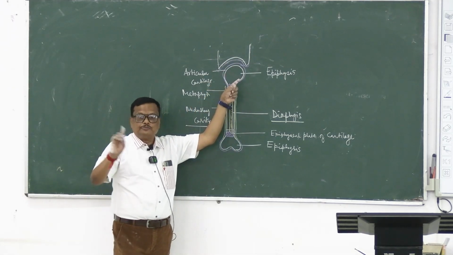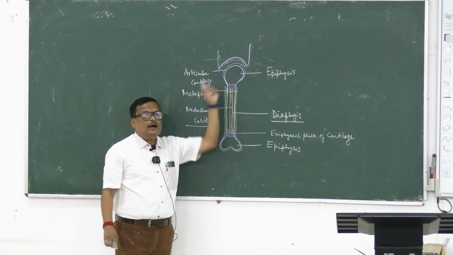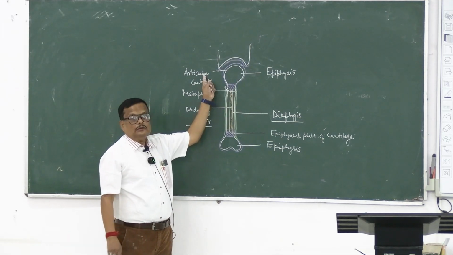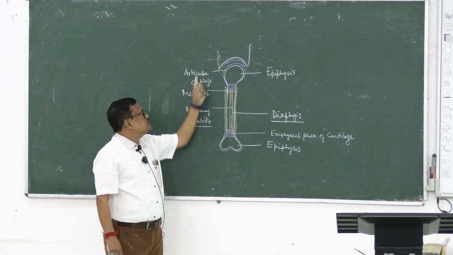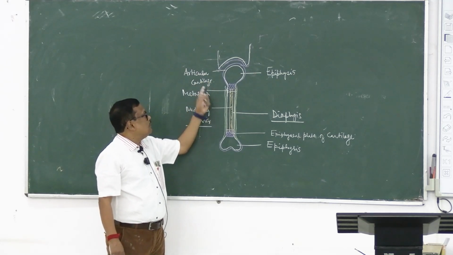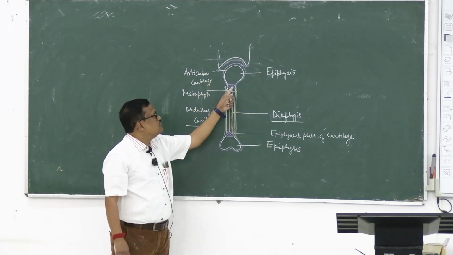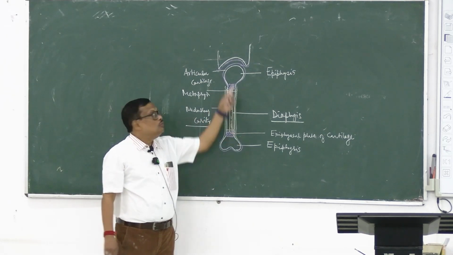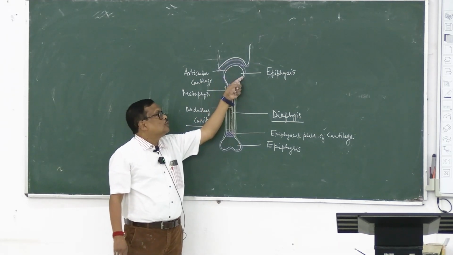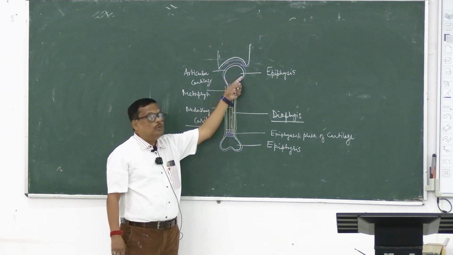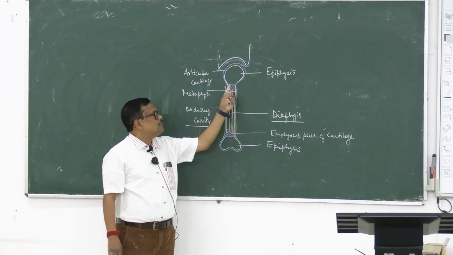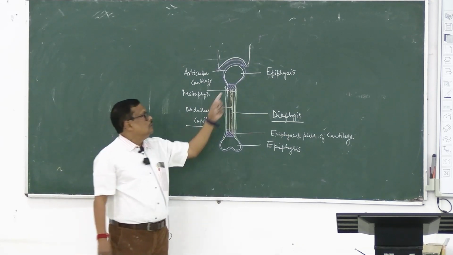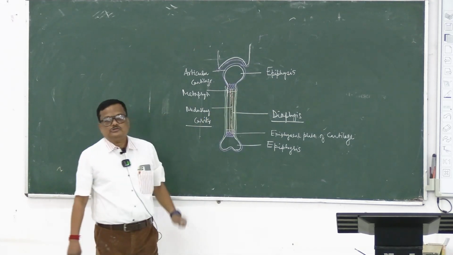Usually, as I said before, with exceptions, it is covered by a hyaline cartilage. And this cartilage is known as the articular cartilage. Don't confuse the articular cartilage and the epiphyseal cartilage. Articular cartilage covers the articulating area of the bone, and epiphyseal cartilage is present only in young persons between the epiphysis and the diaphysis.